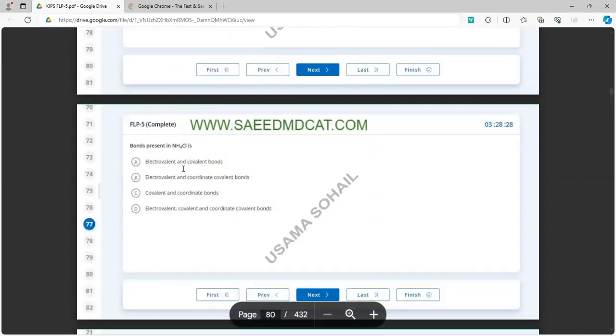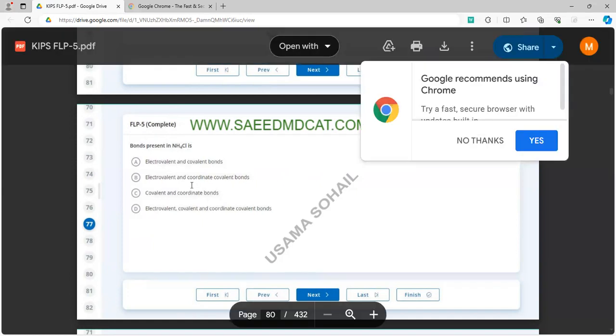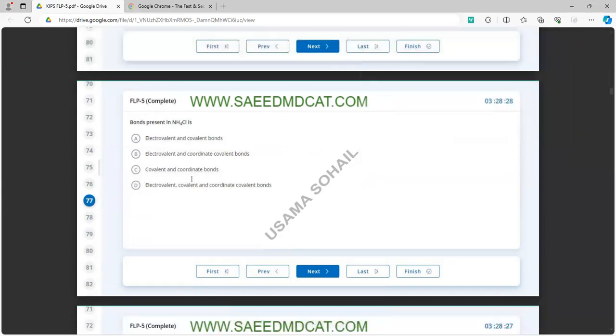In question 77, you should know that basically this is an ionic compound. It can be further divided into two ions, the NH4 ammonium ion and the chloride ion. So the correct answer will be D. Why? Because it has electrovalent bonding, as it's an ionic compound, as well as covalent bonding between the atoms within the ammonium ion.